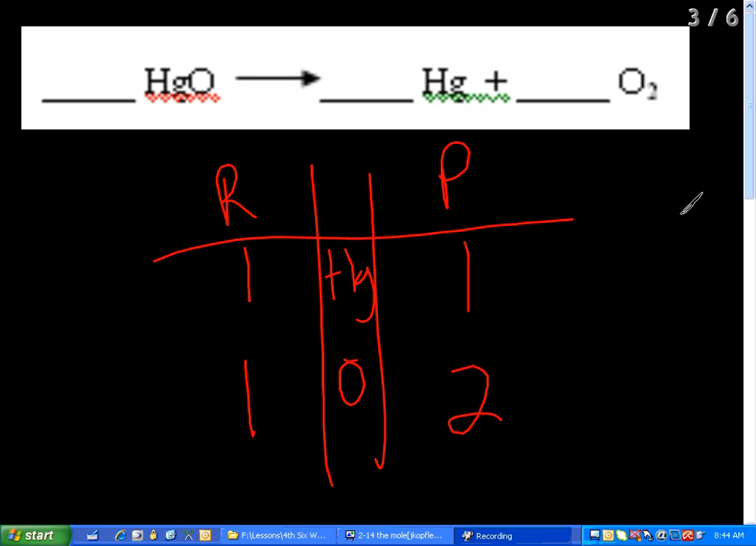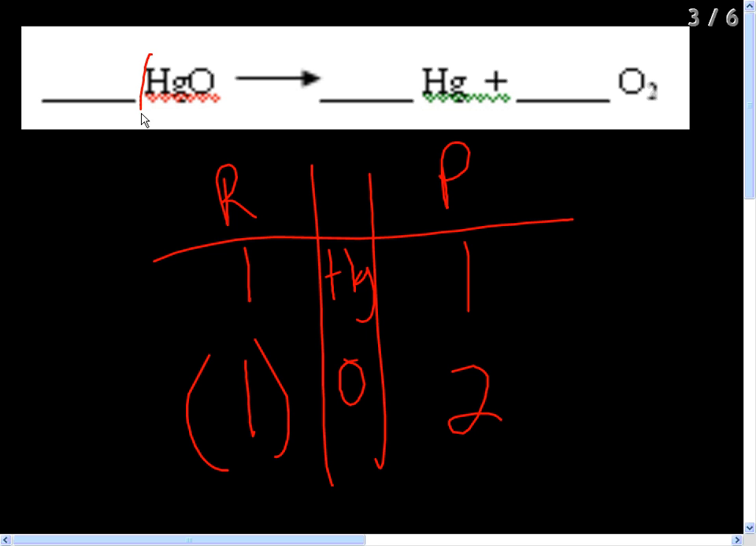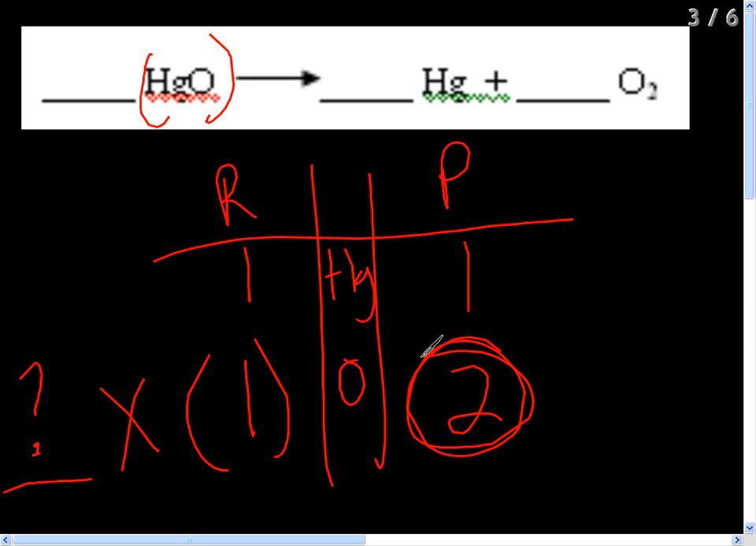Okay, so back to the problem at hand. I need to take this number, or maybe this compound, and multiply by something. I have to multiply by some number to end up with 2. So what times 1 would equal 2? 2 times 1 equals 2. So I put a 2 right there. But now I have another problem.